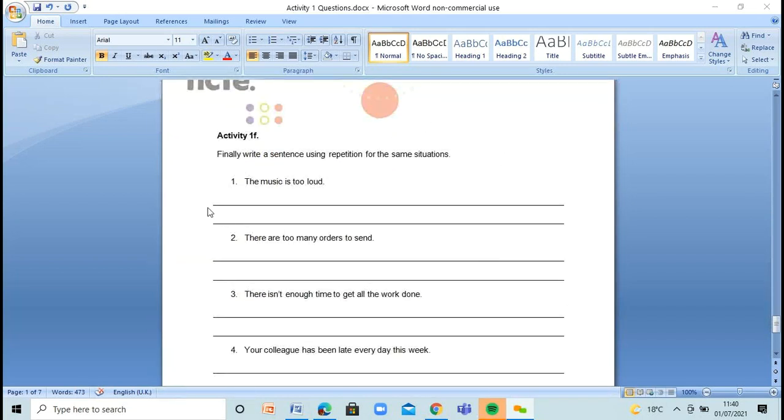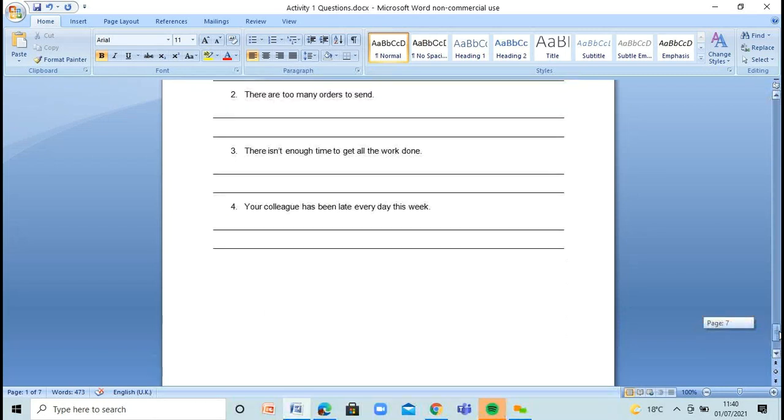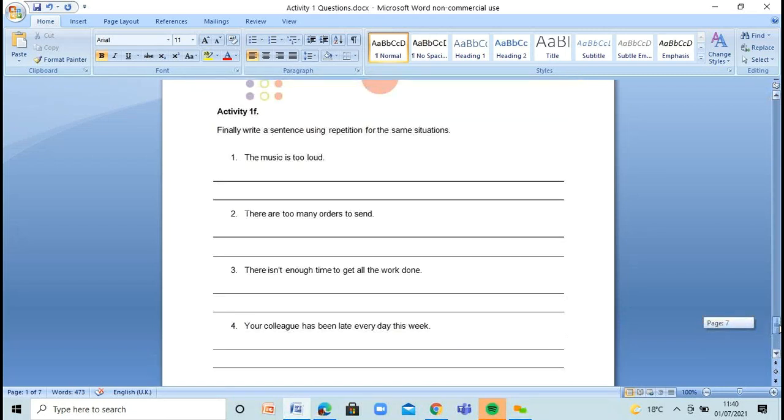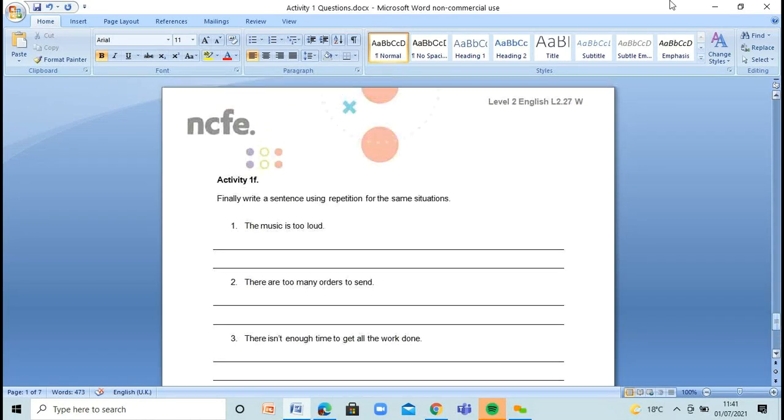And then you've got a repetition. But now you would go, the music is loud, loud, loud. So you can use the same word 3 times. So yeah, same sentences, but you just have to change the sentences in a different way. So repetition, hyperbole, rule of three, and so on with these.